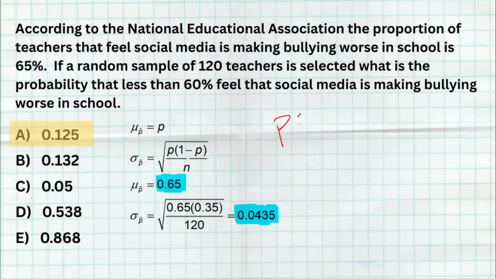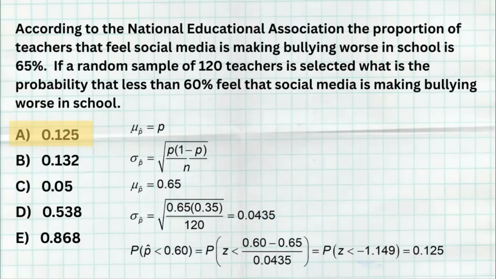The question is asking for the probability that the sample proportion of 120 teachers is less than 60%. So let's go ahead and do that. The first thing we have to do is get the z-score for 60%, and that's taking 60% minus what we expected, which was the mean, divided by the standard deviation of our sampling distribution, and we get a z-score of negative 1.149.